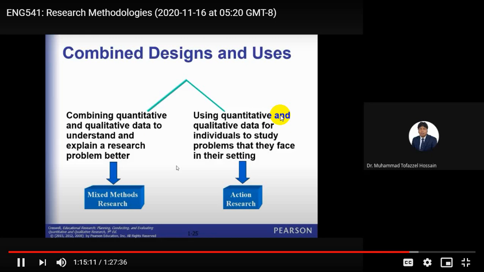So combined research can be basically 2. One may be mixed methods research. From the title you understand mixed method: you are mixing both the methods, quantitative and qualitative. Why? To understand and explain a research problem better. You know only the areas of the problem, but you do not know what the exact problems are, right? In that case, you need both quantitative and qualitative data.